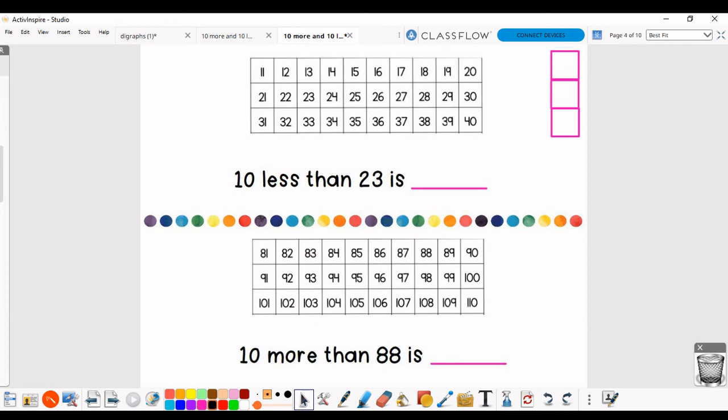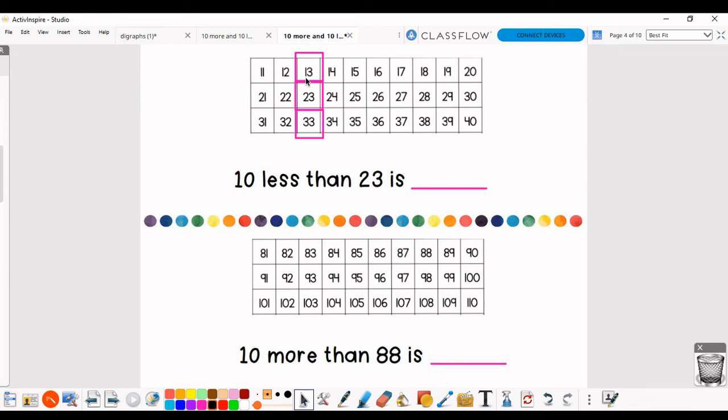Our first question wants us to find 10 less than 23. So let's find our number 23 on our chart. Here we are. And remember, 23 is in the middle because that's the number we are working with. Put your finger on 23. And to find 10 less, do we go up the column or down the column? That's right, we go up the column one time. Our ones place is the same. In our tens place, we counted backwards one time.